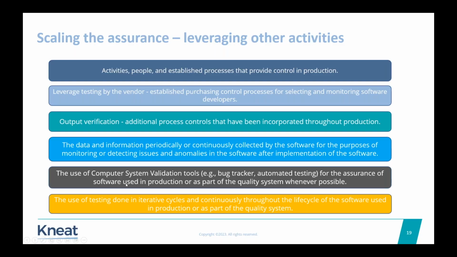Okay, the use of CSV tools, bug trackers, automated testing for the assurance of software used in production. Use them whenever possible. The FDA don't plan to go after people for using automated software tools, for example. It's not their job. They want to make sure that you've assessed it enough to make sure you have a level of confidence that the tool works correctly for you. And the use of testing done in iterative cycles, say for example, agile, and use that as part of your software lifecycle so that you can stand over it and you're confident that it can be used as part of the quality system and that it helps you make sure that your system is validated.